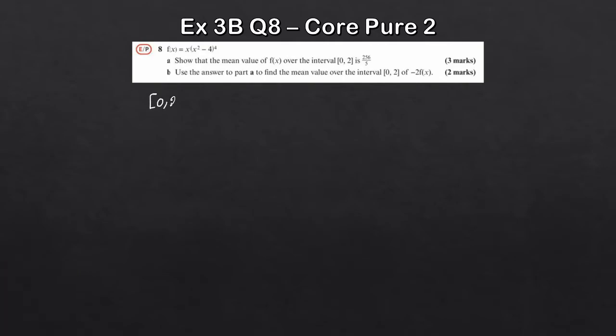So those are our limits of integration. So what's this going to look like? 1 over b minus a, so 1 over 2 minus 0, times the integral from a to b, so from 0 to 2, of f of x dx. So of f of x, which is x squared minus 4 to the 4 dx.